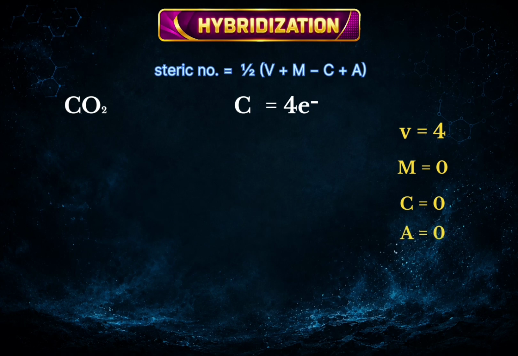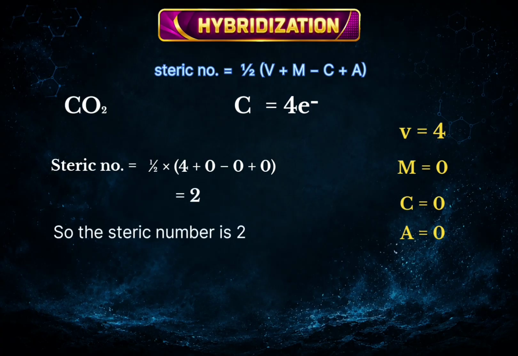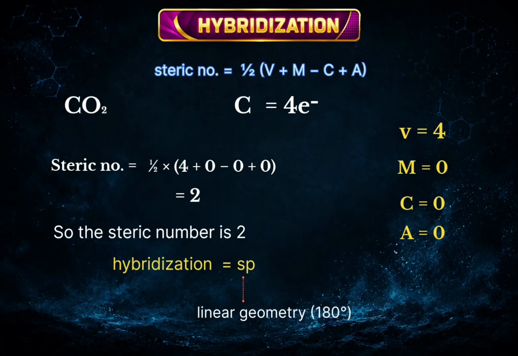Now substitute the values. Steric number equals 1/2 multiplied by 4 plus 0 minus 0 plus 0. That equals 2. So the steric number is 2. A steric number of 2 means the hybridization is sp. As we learned earlier, sp hybridization gives a linear geometry with a bond angle of 180 degrees.